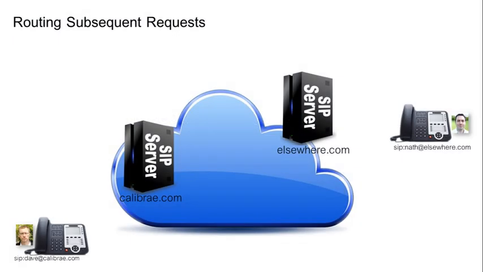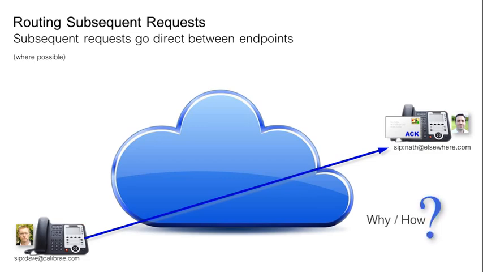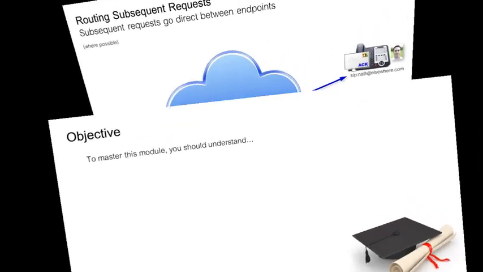We know already that, according to pure SIP, subsequent requests like the ACK and the BYE go direct between endpoints, bypassing any midway servers on the initial signaling path. How does that work in inter-domain calls, and why? Yes, that's the topic of this lesson.